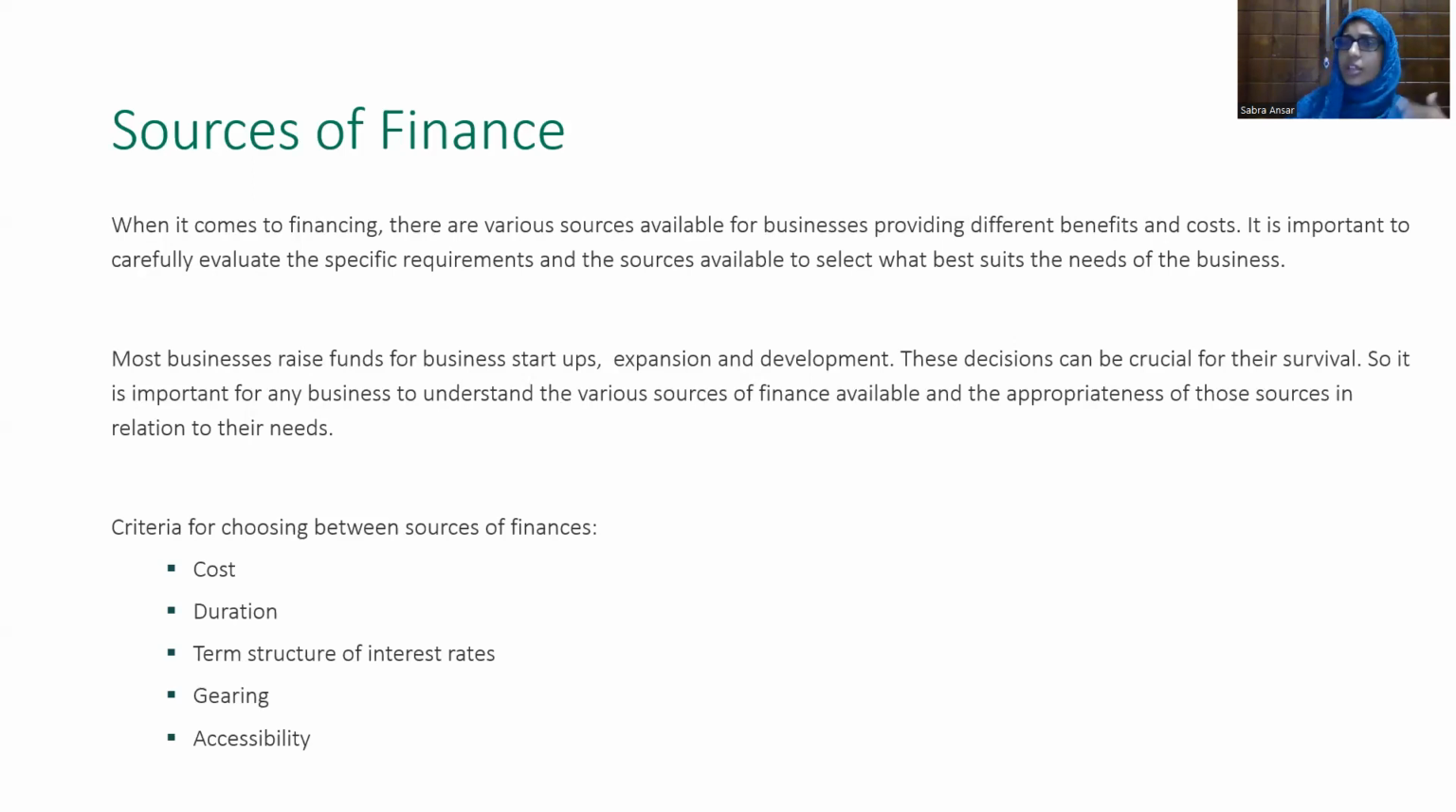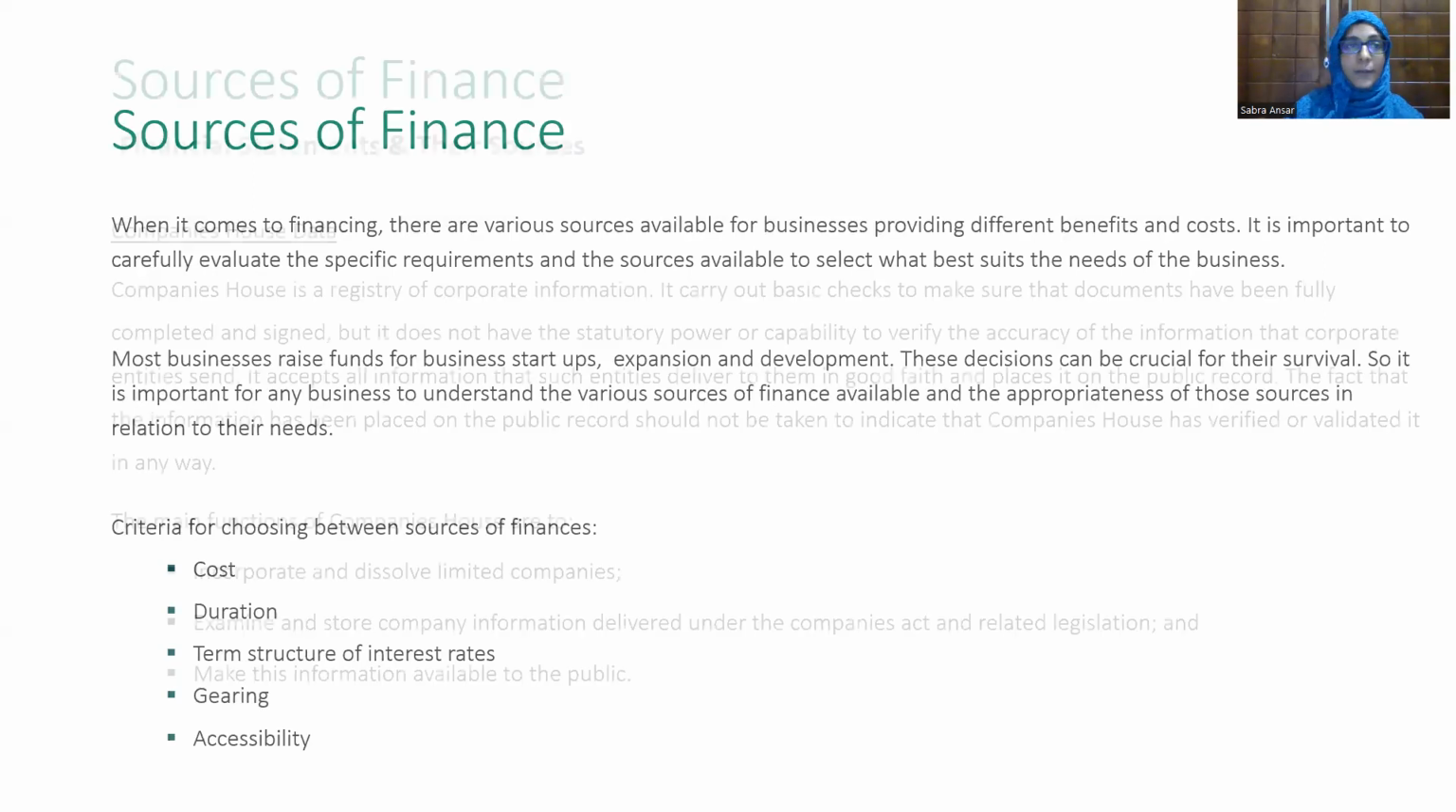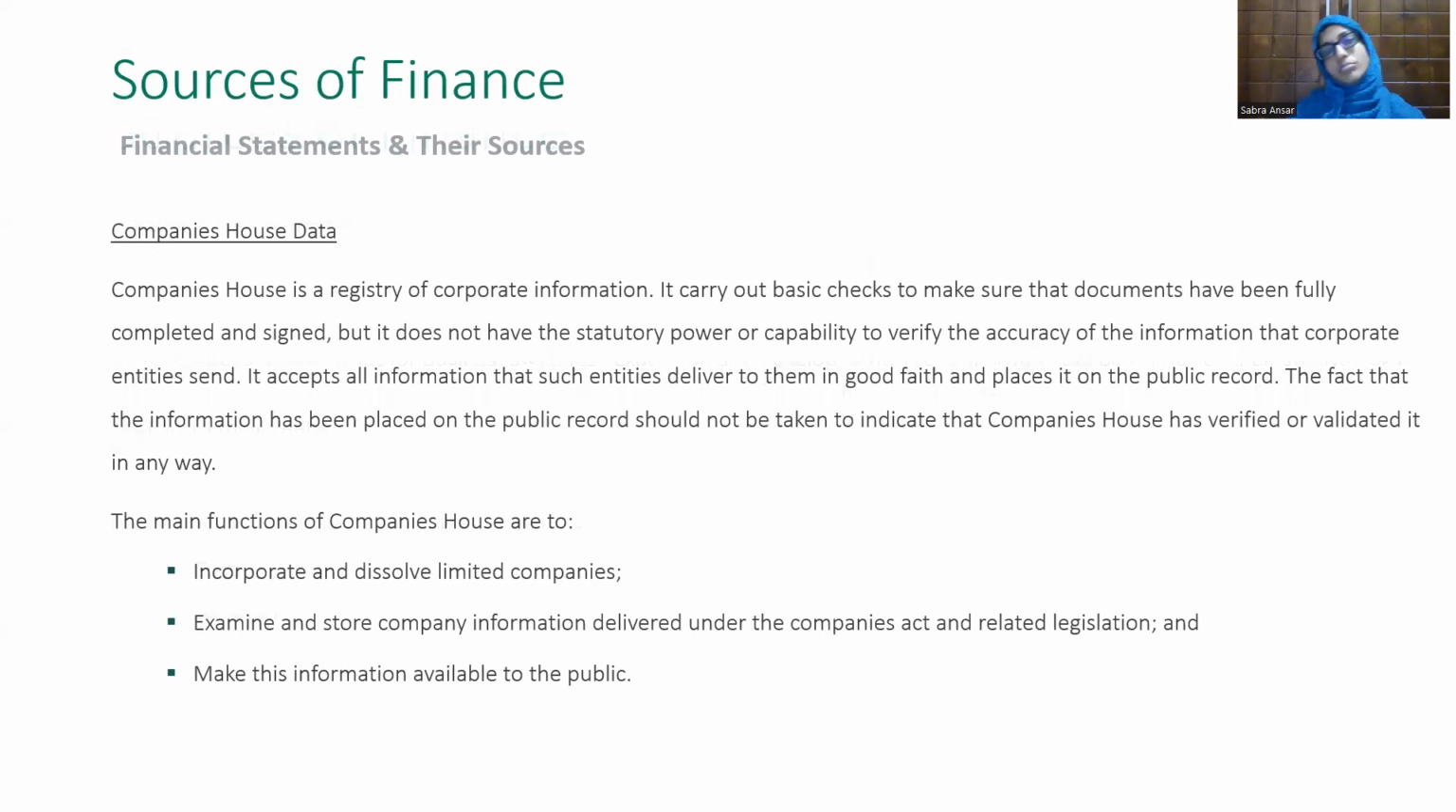But if it's a low gearing company, obviously they can move towards debt, but in a balanced way, to ensure that the gearing doesn't become high as well. So that needs to be managed. And then it would also depend on accessibility as well. Now, talking about sources of finance, all these sources end up being in the financial statements of an organization. So now let's see how this happens.